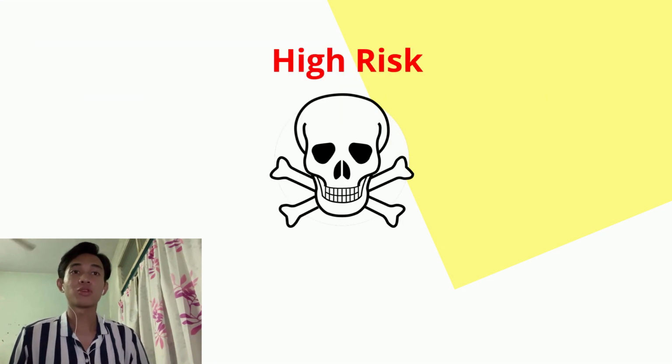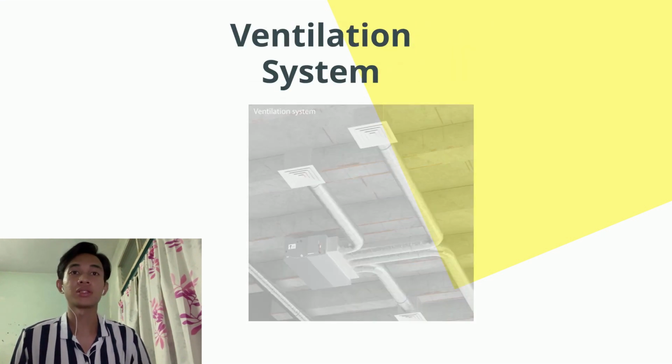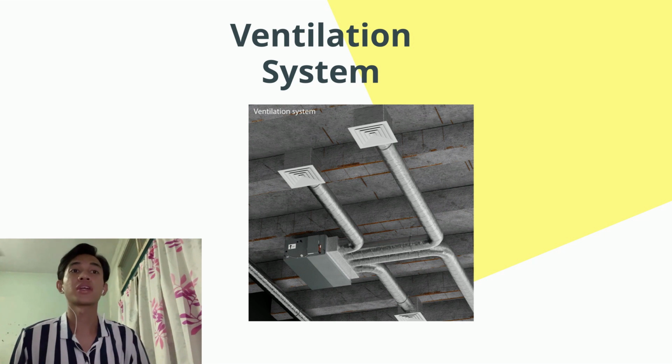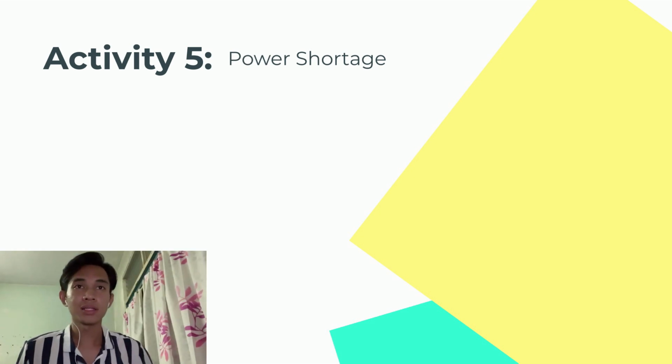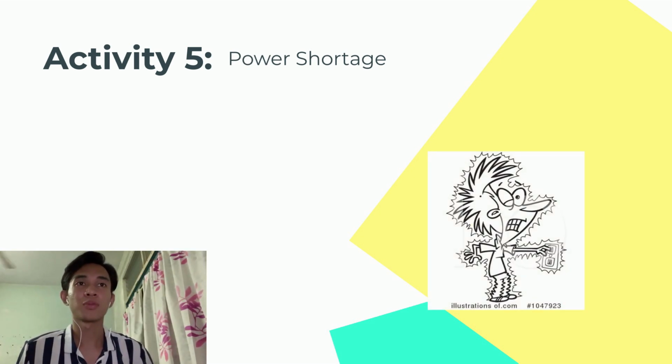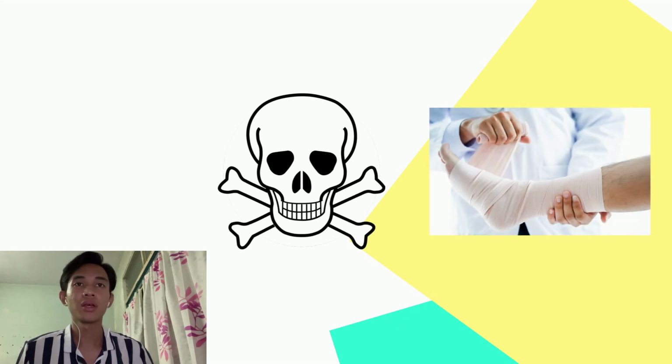For additional control measures, we can wear fire protective equipment and install a ventilation system to prevent the formation of an explosive atmosphere. Lastly, power shortage will cause exposure to high voltage, thus leading to fatality or injury. We can keep the power storage in a safe place where it is not exposed.